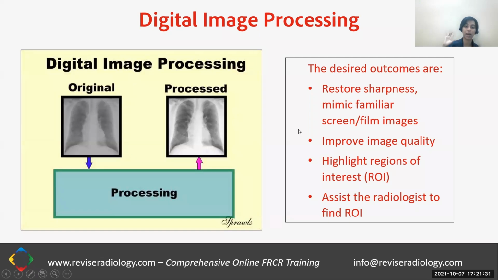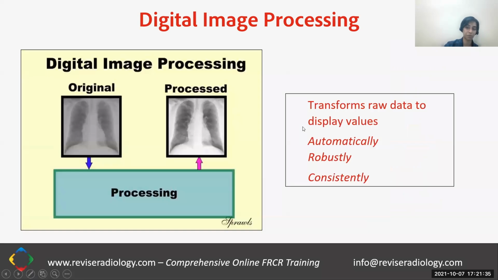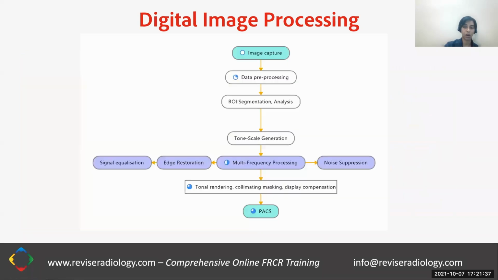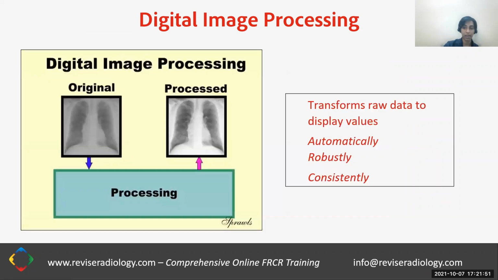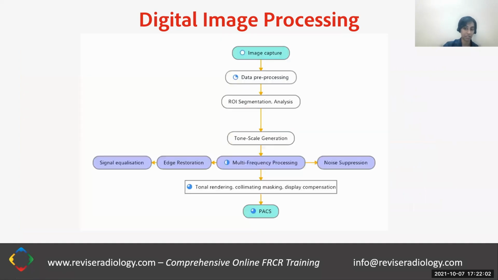So we'll quickly look at the stages of this process. However, we won't go into it in too much detail on this webinar because it is a review session, but in the later sessions, we will be going into detail into the stages of the digital image processing flowchart. So this is what the image processing system has to do: transform raw data to display values, and it has to do this automatically, robustly, and consistently.